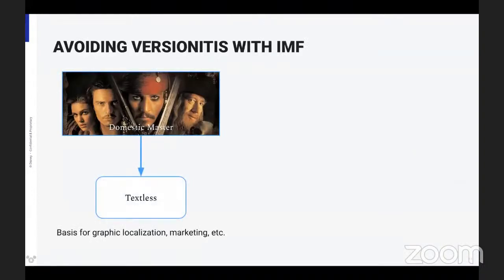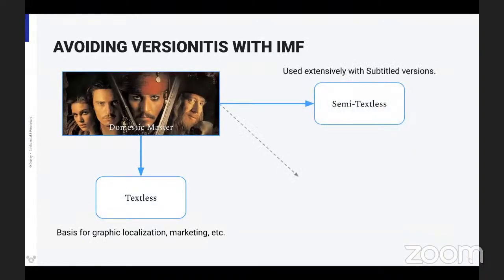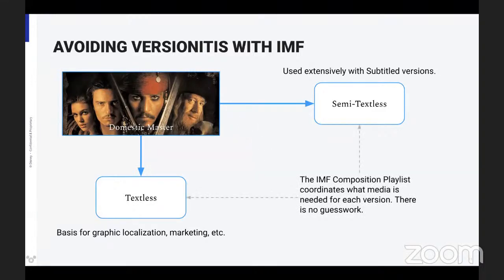Okay, so let's talk quickly about localization on a grand scale and avoiding versionitis with IMF. So we usually start with the domestic master at a textless element, which is used with localized inserts and by marketing. We also make what we call a semi-textless element, which handles a lot of distributions with subtitles. The IMF composition playlist coordinates all of these pieces, and there's no guesswork. It just works every single time. There is no mix and match of give me a ProRes file, give me EDLs, give me this, give me that, and put it into some custom system. We make an IMF and we're kind of done.